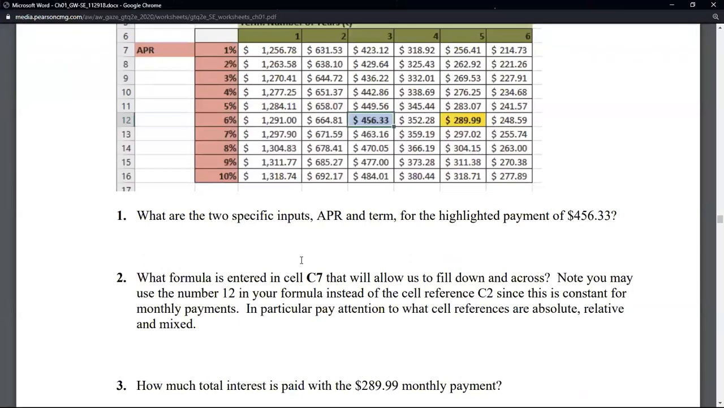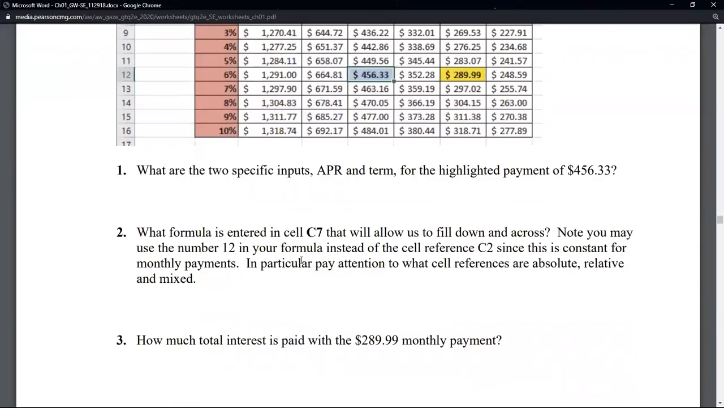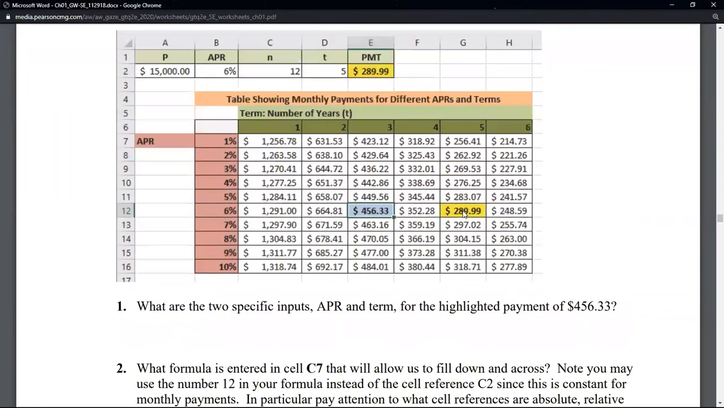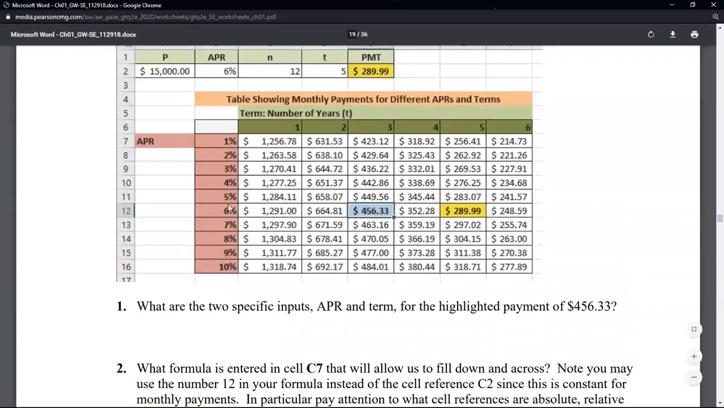Question 3, how much total interest is paid with the $289.99 monthly payment? So question 3 we will be doing. I'm going to give you a hint. The answer is in the 2,000 to 2,500 range. That's the only hint I'm going to give you with question 3. So let's say you took the 289 payment. That gives you a certain number of years you're paying it and a certain APR you're paying it. But we don't really need to know the APR.